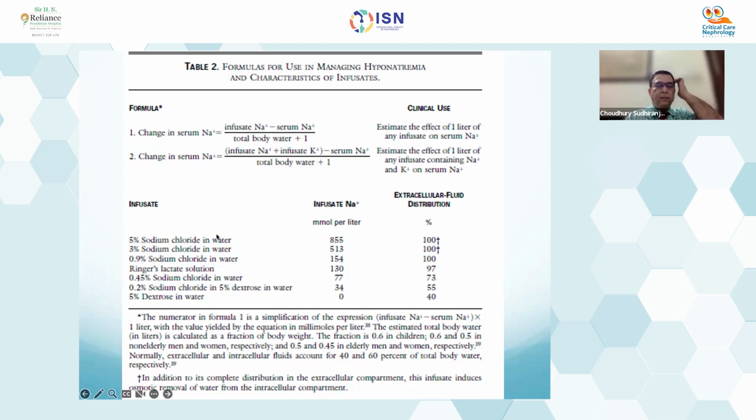However, you have to see the volume of distribution in the extracellular fluid. Why is it important? If the patient is given a hypotonic solution, the volume of distribution in the extracellular fluid will be less, whereas with 5% sodium chloride or 3% sodium chloride or normal saline, the extracellular fluid distribution will be 100%. We'll discuss at a later time why it is important for us to know, why it is required.